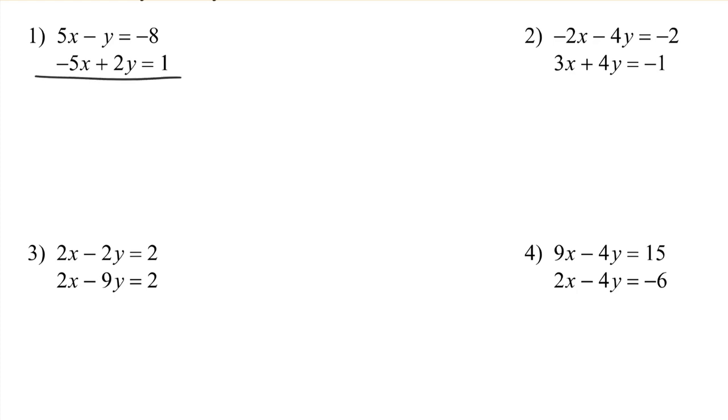So we already have opposites here with our x's. So 5x minus 5x cancels out. Negative y and 2y makes y. So y equals negative 8 plus 1, which is negative 7. So y is negative 7.